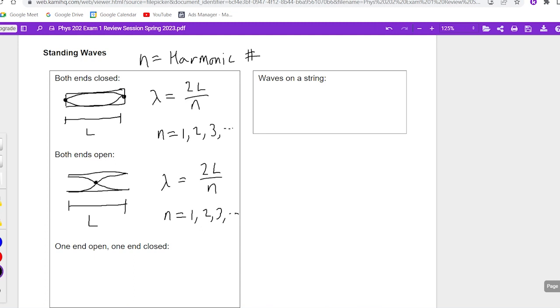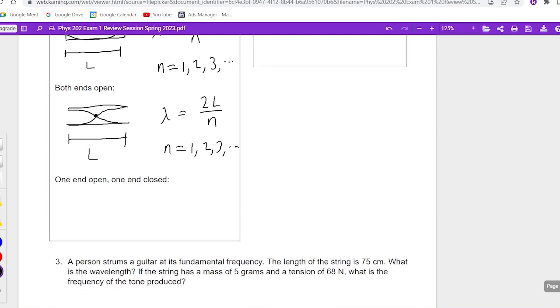And then 1 end open, 1 end closed. This is the only tricky case in the standing waves. And what this would look like is a node on the left and an open mouth on the right. And if this is some length L, this is going to be a different equation. It's going to be lambda equals 4L over n. And that's because n can only be the odd numbers this time. 1, 3, 5, ... You can't have even numbers because with 1 end open, 1 end closed, you need to have an odd number of harmonics here.